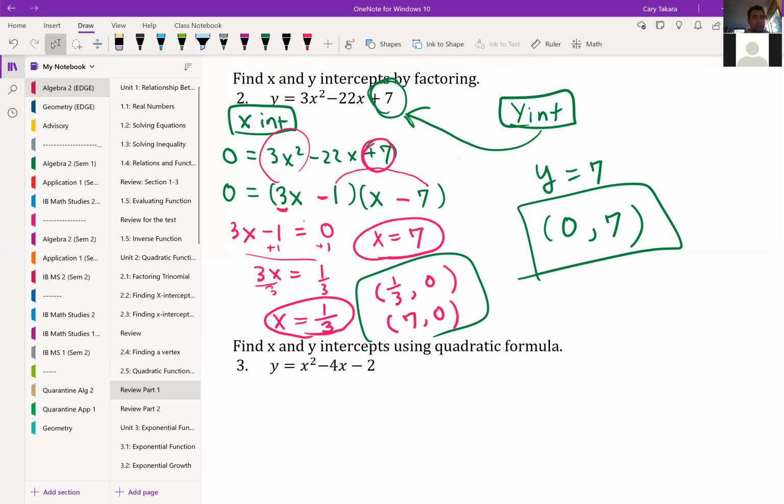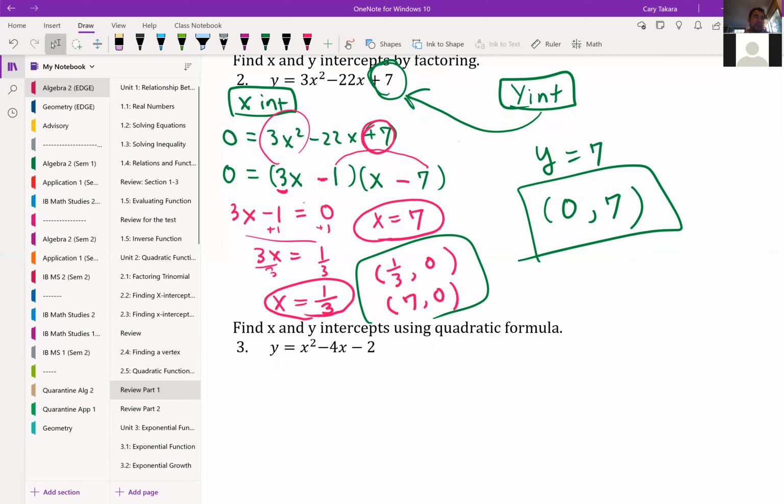Okay, number 3. The third thing that we've done is to solve for the x-intercept by using the quadratic formula. I am not going to give you the quadratic formula right now. I hope you have it in your notes. So let's work on number 3 by using the quadratic formula.